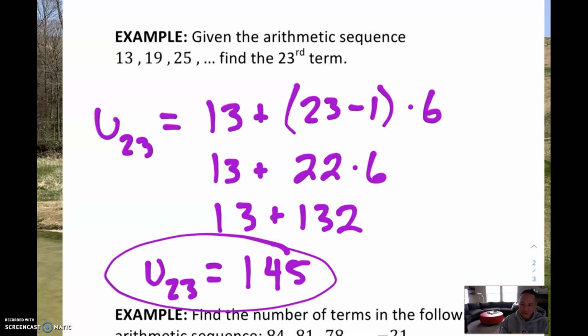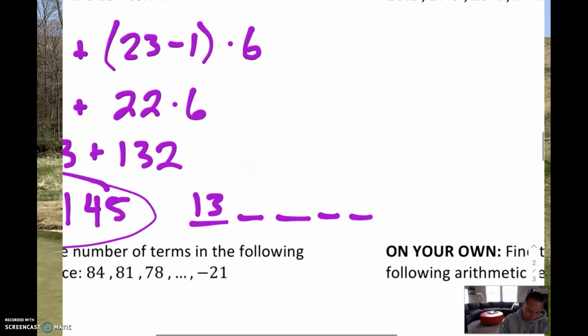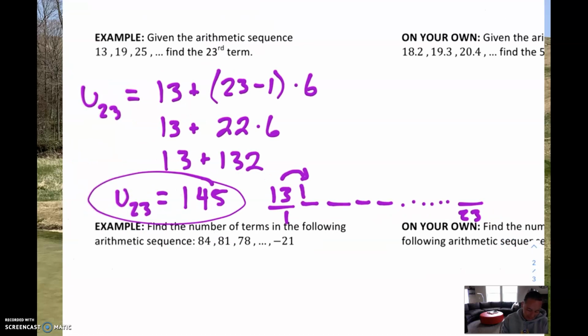I do just want to kind of show you why this formula works. You're starting with 13. That's your first term. Then you have the second term, third term, fourth term, fifth term, and so on and so on until you get to the 23rd term. So here's our first term, here's our 23rd term. Every successive term is jumping up by 6. So that's why the next one's 19, the next one's 25. If I want to get from the first term all the way to the 23rd term, how many of those little jumps of 6 do I have to make?